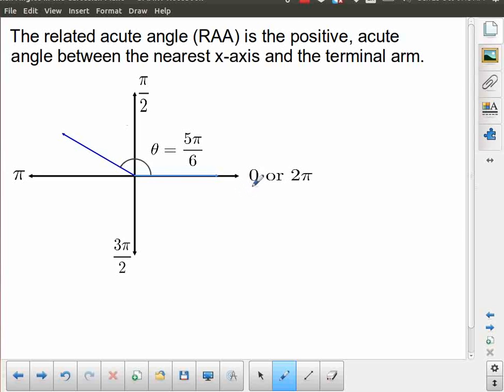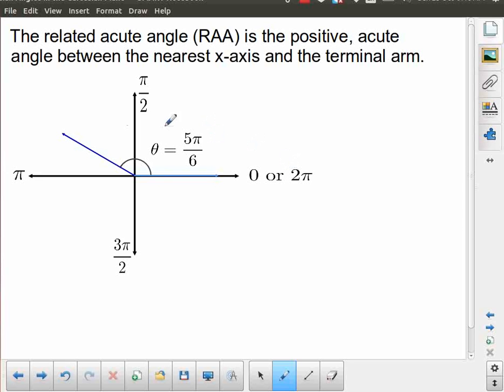Another piece of review material is the idea of a related acute angle. The related acute angle is the positive acute angle between the nearest x-axis and the terminal arm. So you can see here I've given the example of theta, which is my principal angle, being 5 pi by 6. And this is how it's represented here.